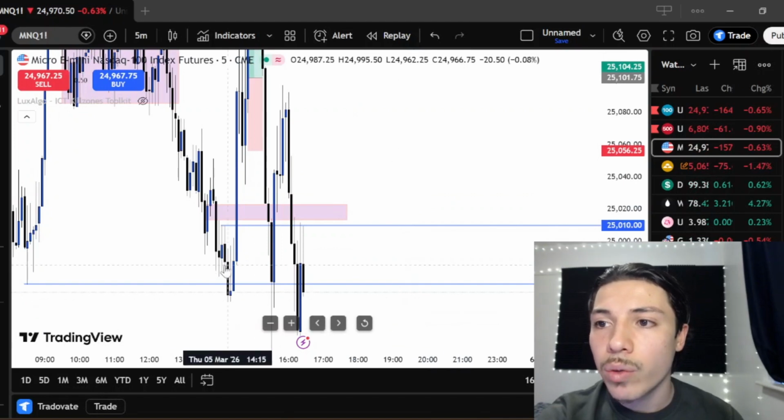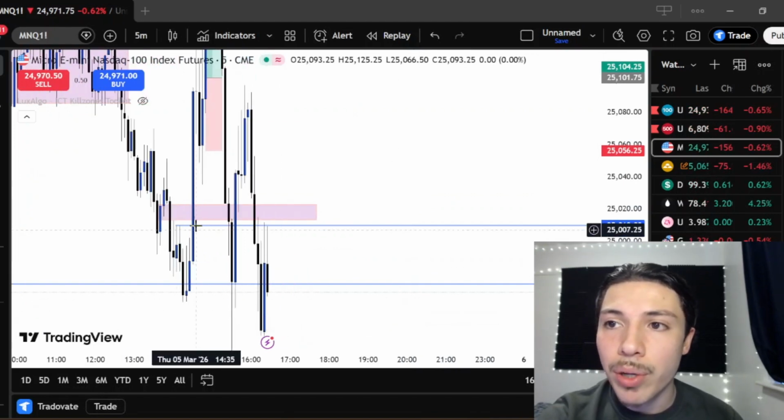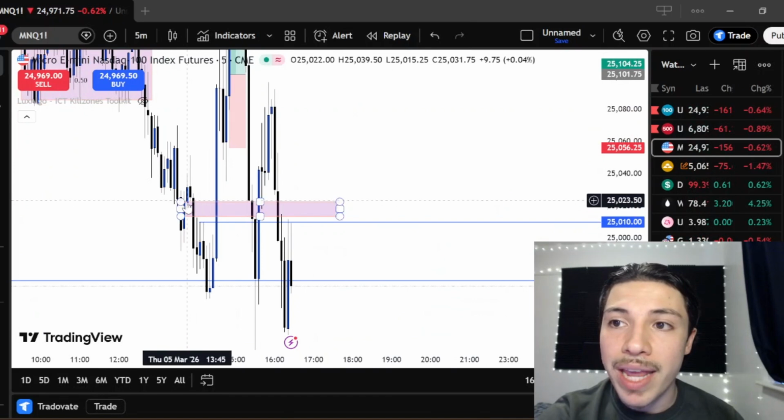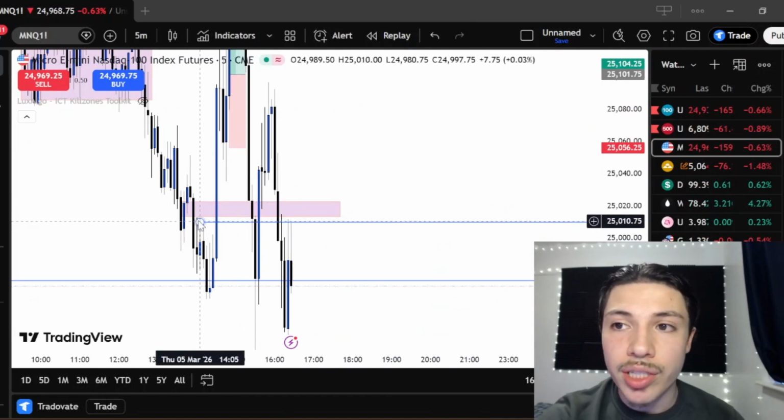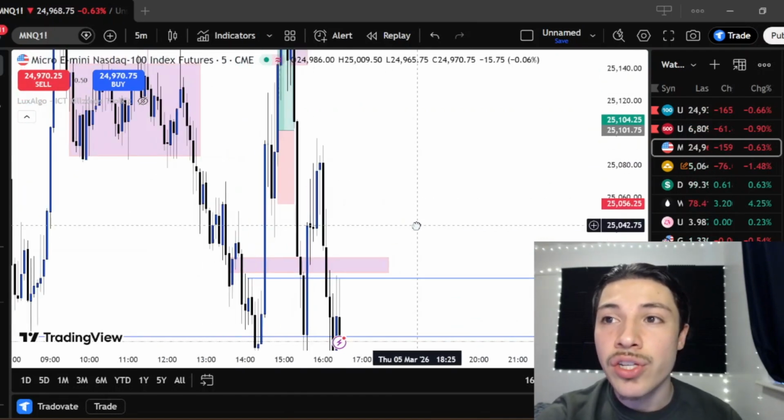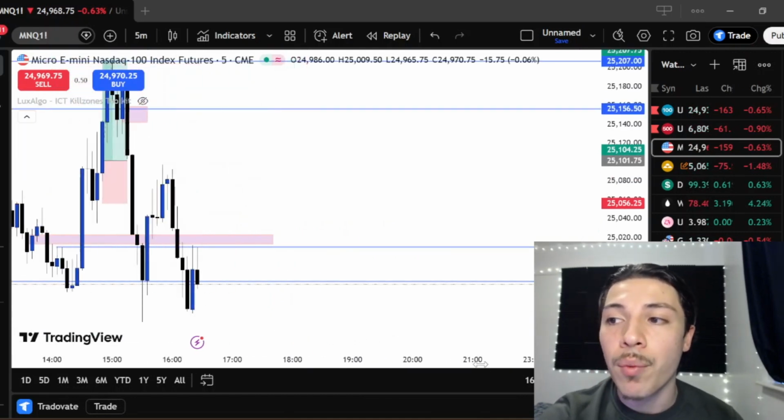And as you can see, once we swept out this low, we got this big impulsive 5-minute candle. We inversed this fair value gap. We broke structure to the upside as we closed above this 5-minute high. So now I was like, cool, perfect. I want to look for buys.